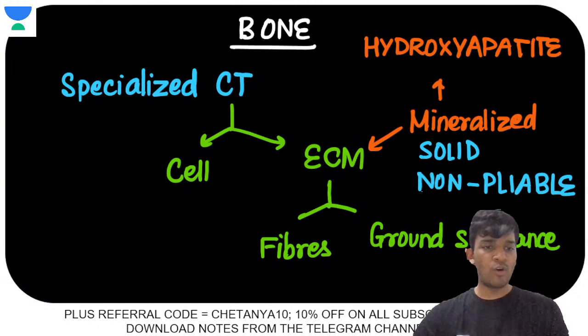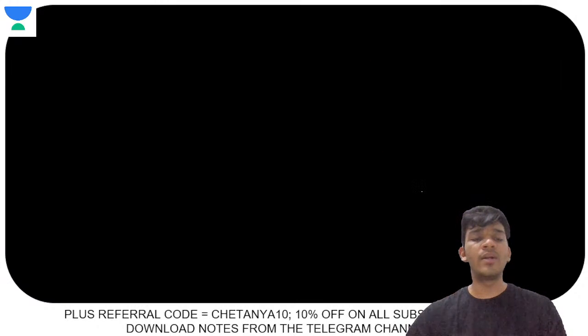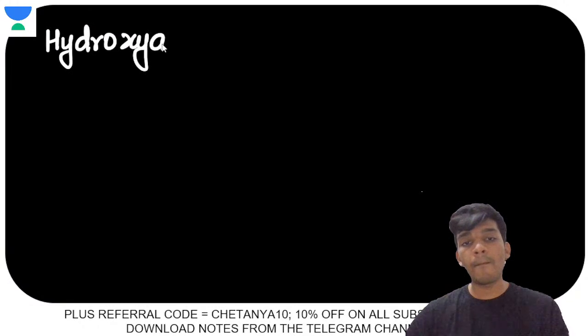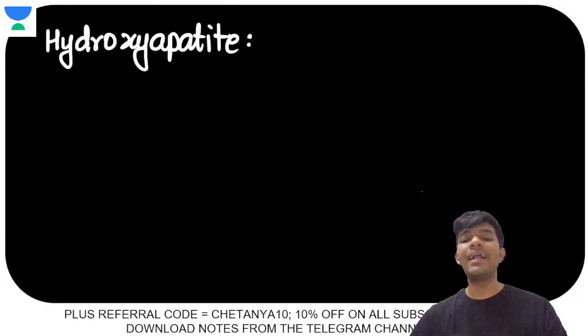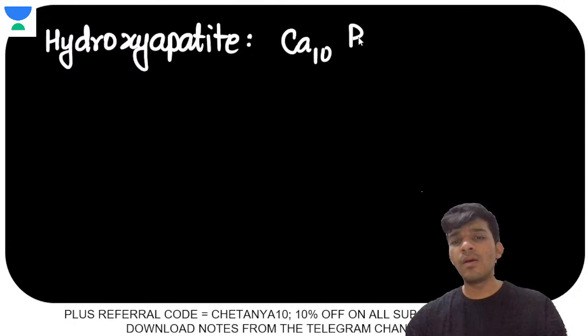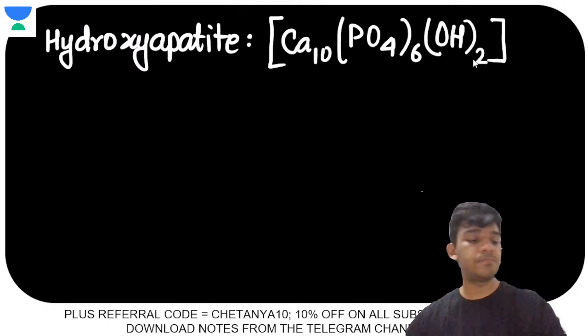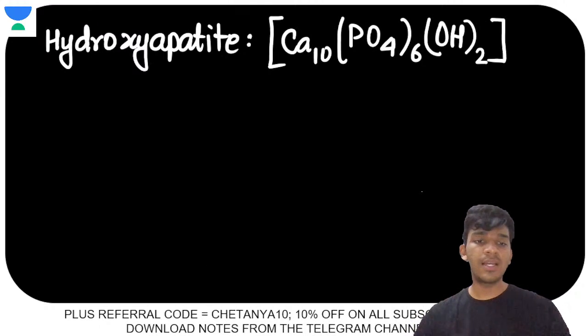I will just write the formula here if anybody wants to understand what hydroxyapatite is. Similarly there is fluorohydroxyapatite, which will have fluorine in it. But it is basically nothing but calcium phosphate. So you have calcium phosphate, and to balance the charge, you also have two molecules of hydroxyl. This is the chemical formula.